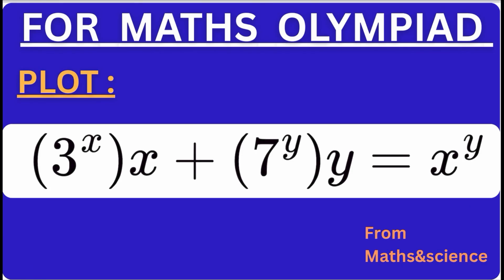Here we are required to plot the graph of the equation 3 to the power of x into x plus 7 to the power of y into y is equal to x to the power of y.